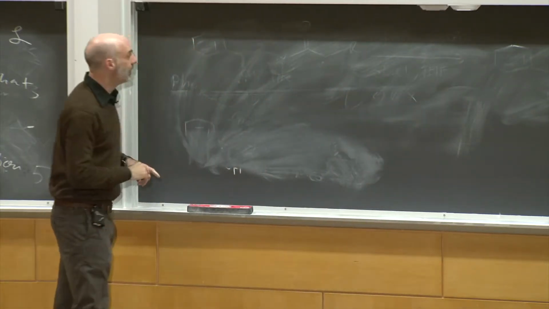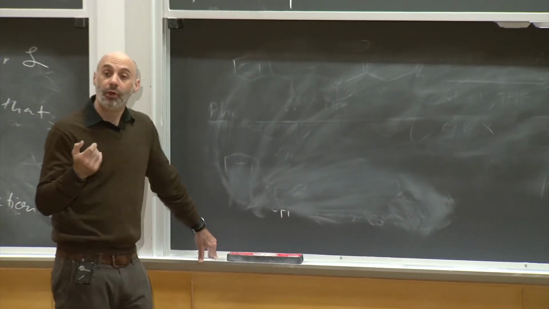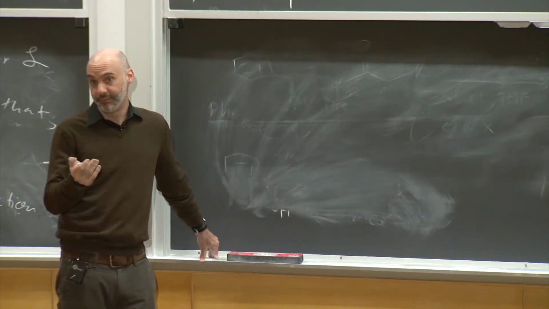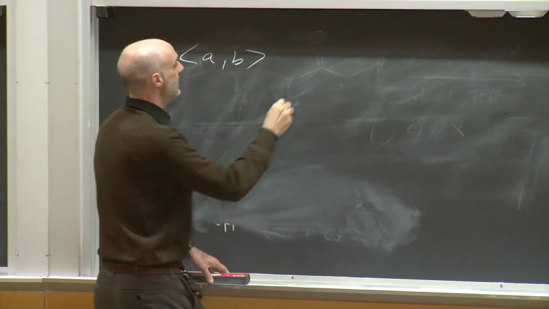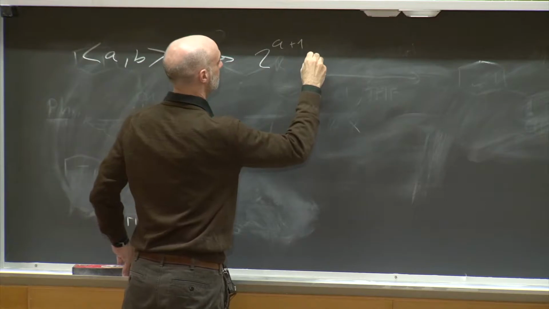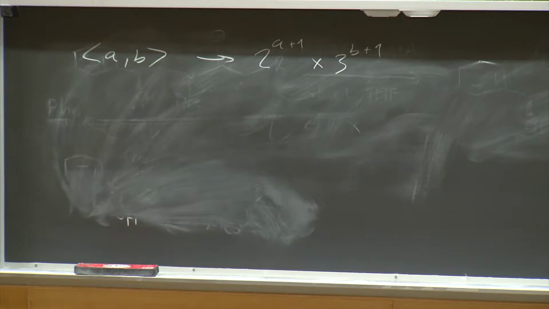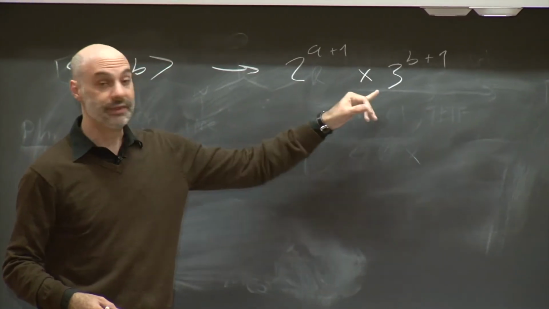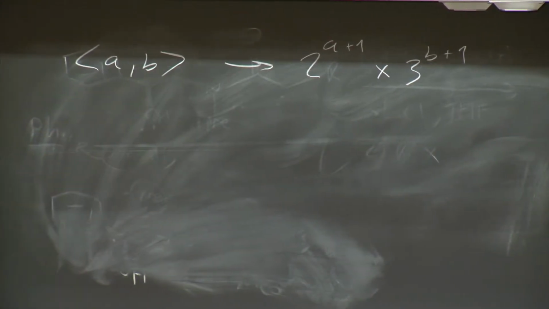The first thing to note is what I ended up with on Monday. Suppose you wanted to have a single number code a pair of numbers. One way to do it is you could think of the pair AB as coded by this number. And the crucial thing is that if I were to give you a number that you can get to in this form, you would be able to figure out what ordered pair that corresponds to.